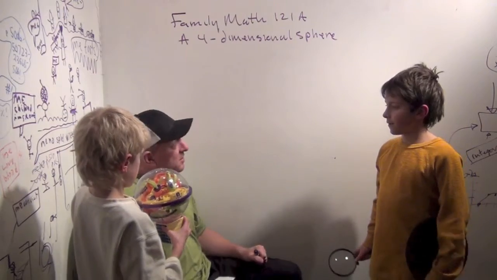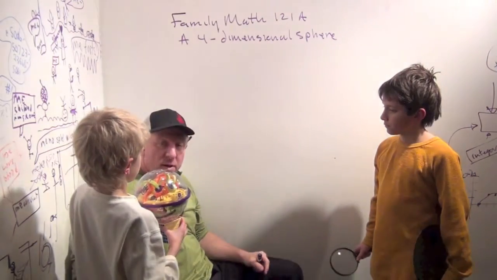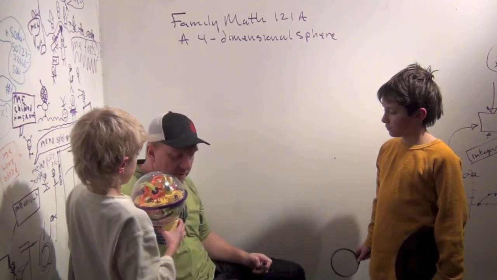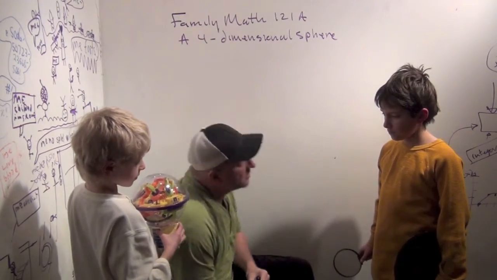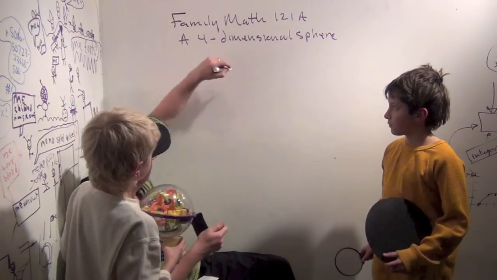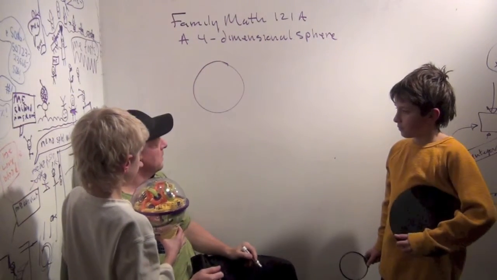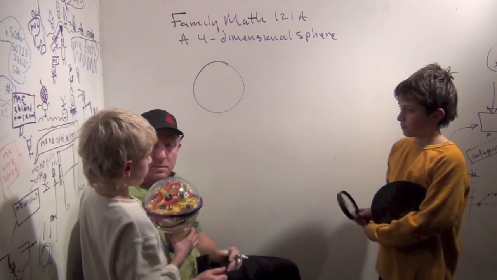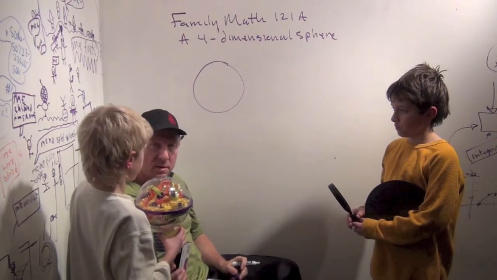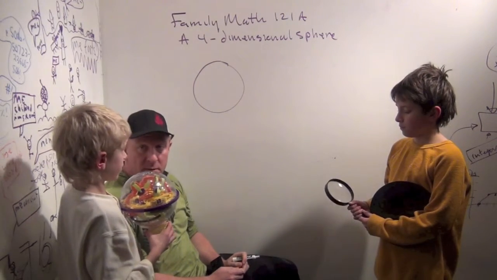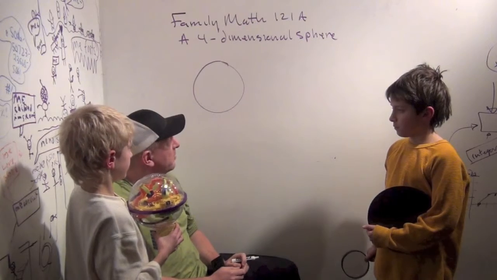Cool. Okay? So in Family Math 120, we did a long series of videos about circles and spheres, right? Yeah. And do you remember what we found? Like the area of a circle? You remember what that was? Well, you had to chop it up into tiny little pieces to make it a rectangle. Yeah, that's what we did.